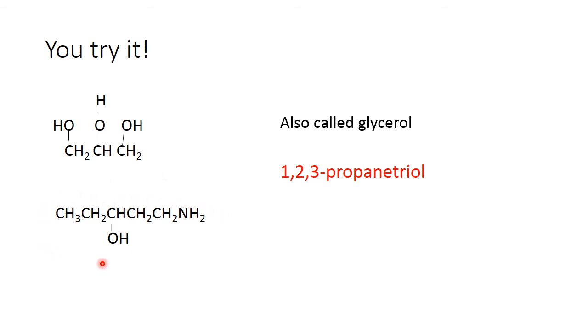If we look at this next compound, find the longest chain. There's 5. 5 carbons gives you pentanol. Where's the ol? On the number 3 carbon. So it's 3-pentanol, or you could say pentan-3-ol. But we've got a substituent of the amino, and so we're going to put that on the number 1 carbon. So it's 1-amino-3-pentanol.